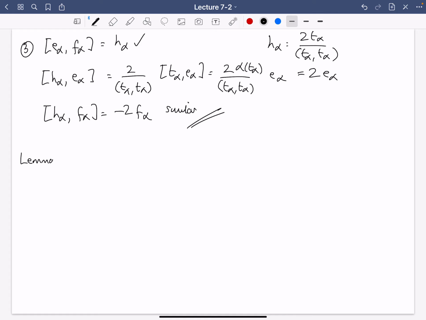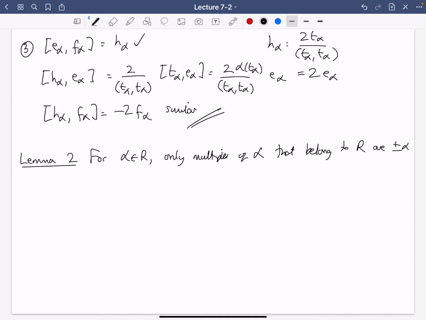Lemma 2. For a root alpha, the only multiples of alpha that belong to our root system are just plus alpha and minus alpha. We've seen that they both do belong, but there's no other scalar multiple of alpha that does. Moreover, the dimension of the alpha root space is 1.